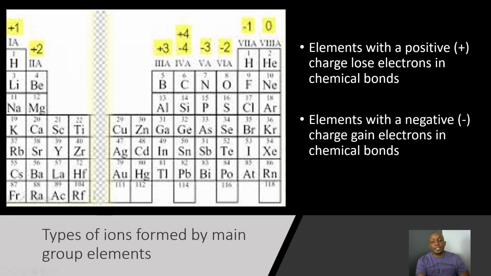So now let's take a look at types of ions formed by main group elements. If you notice, elements with a positive charge lose electrons in chemical bonds. So that would include elements in this column, this column, this column, and then sometimes this column as well.